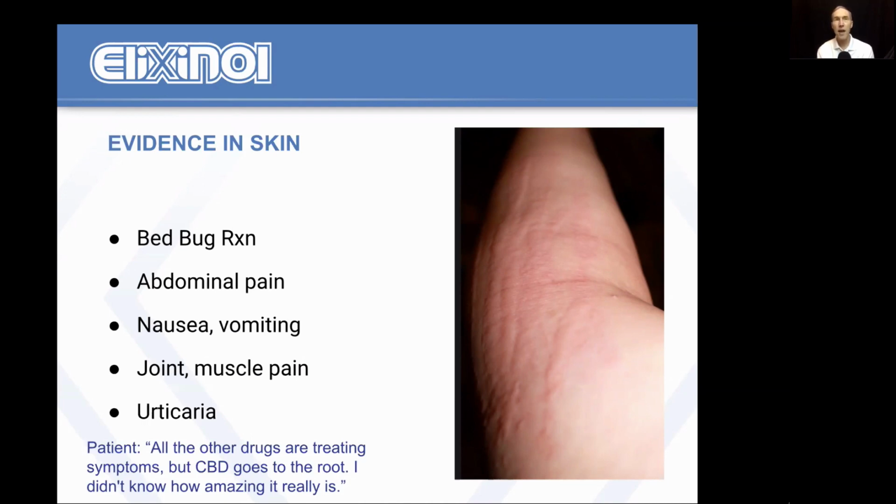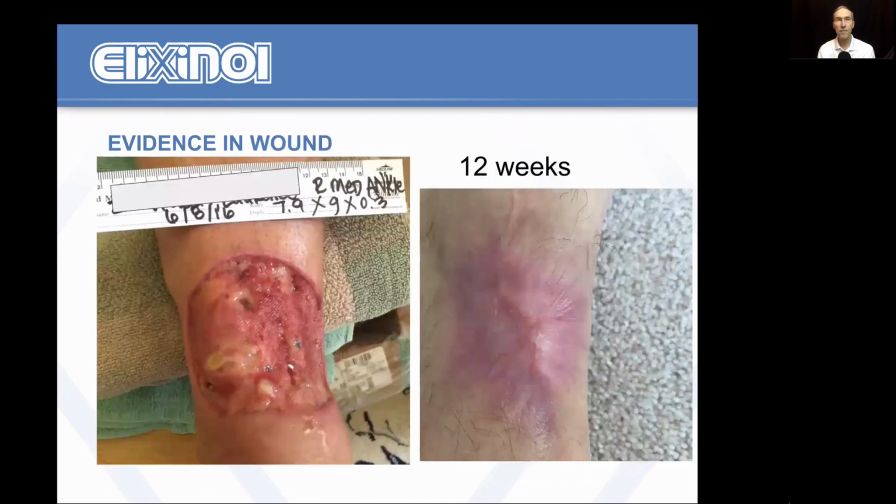She did, and the result was she was able to control all of her symptoms and return to a relatively normal life in spite of this severe reaction. Later on, she said all of the other drugs that she was prescribed and recommended were treating symptoms, but CBD goes right to the root. I didn't know how amazing it really is, and she found out very quickly.